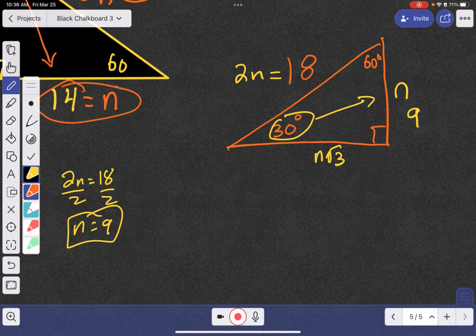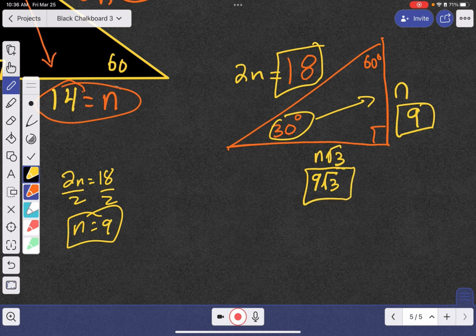So this side is 9. This side is 18. That side is 9. My n value is 9. So that's going to make my long leg 9 times the square root of 3. And there are your 3 sides. Again, it all becomes about finding n. Do that on the side. You have to.